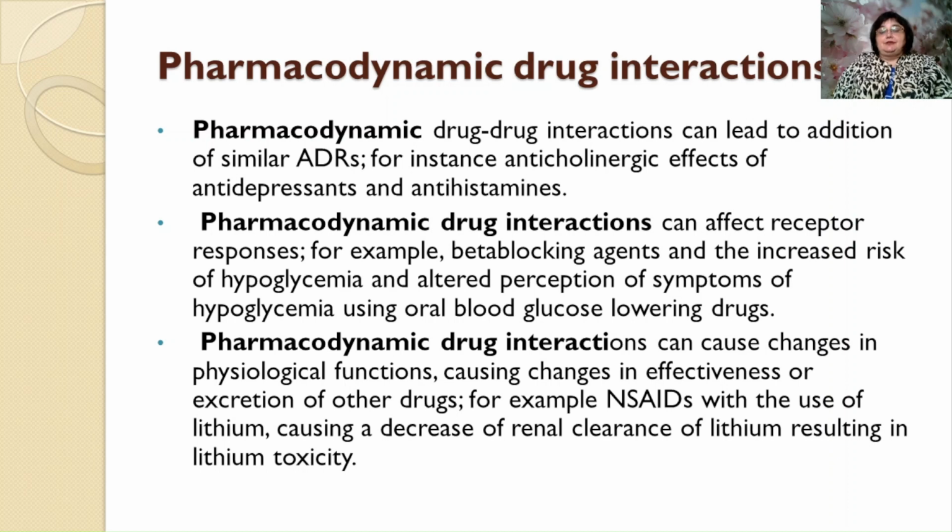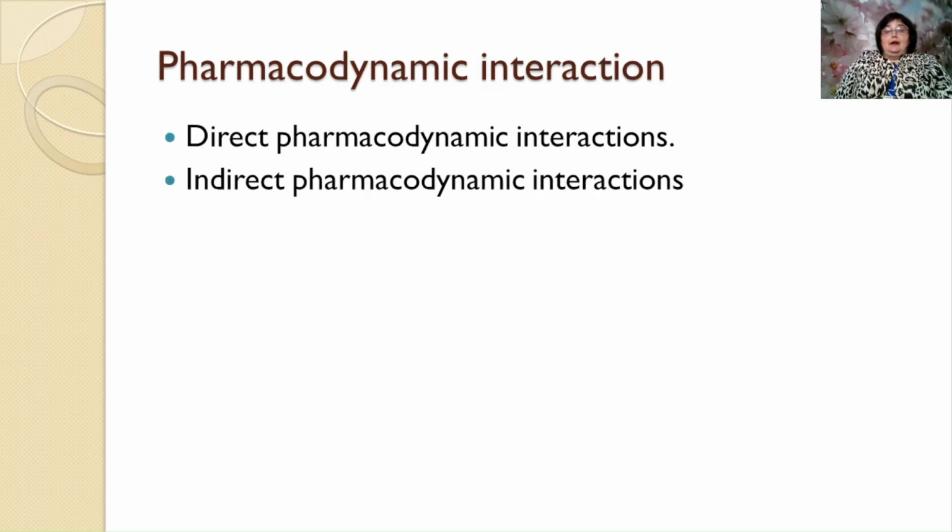Pharmacodynamic drug interaction can cause changes in physiological function, causing changes in effectiveness or excretion of other drugs. For example, nonsteroidal anti-inflammatory drugs used with lithium cause a decrease of renal clearance of lithium, resulting in lithium toxicity. In this way, pharmacodynamic interaction is divided into direct pharmacodynamic interaction and indirect pharmacodynamic interaction.